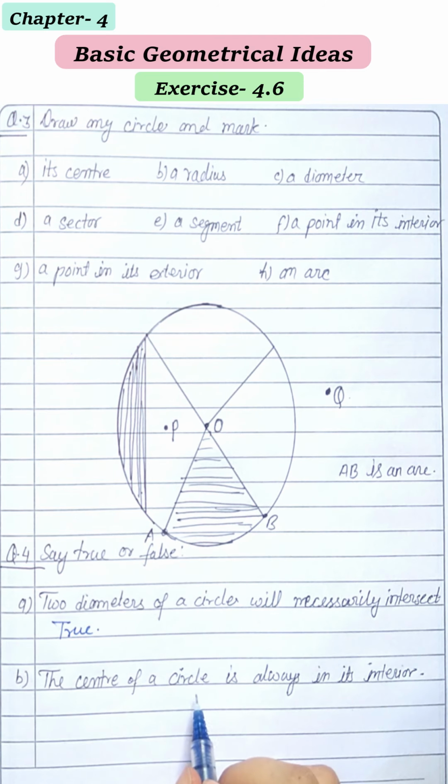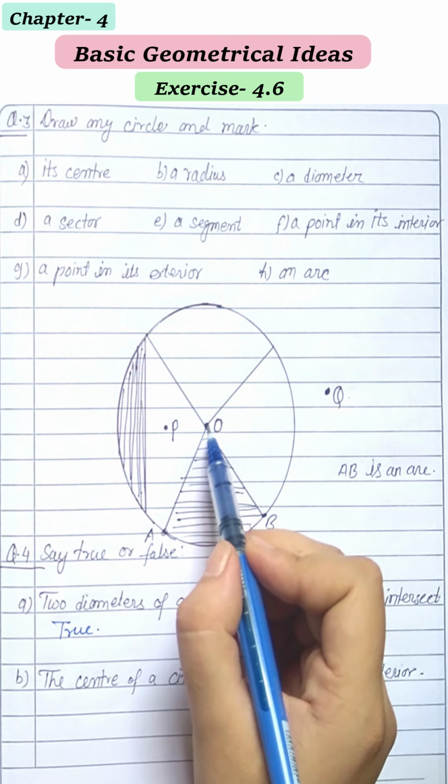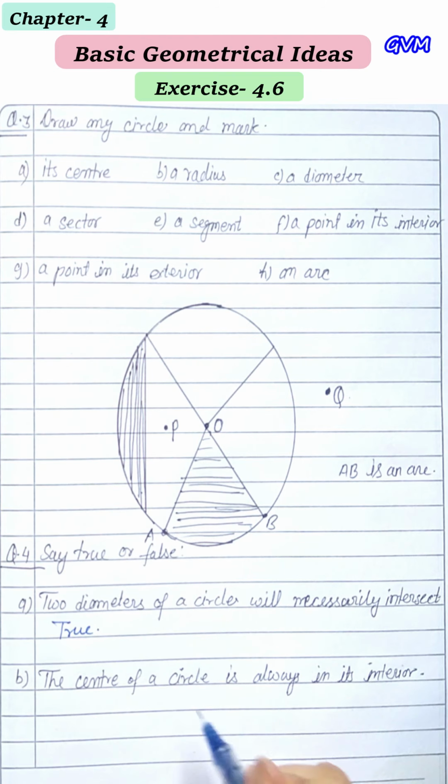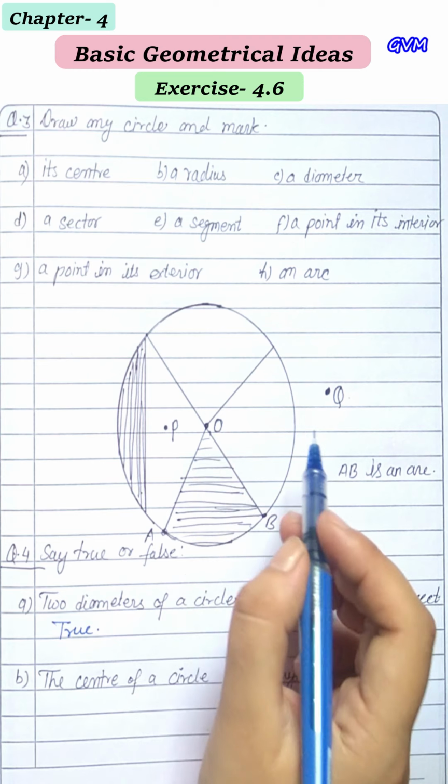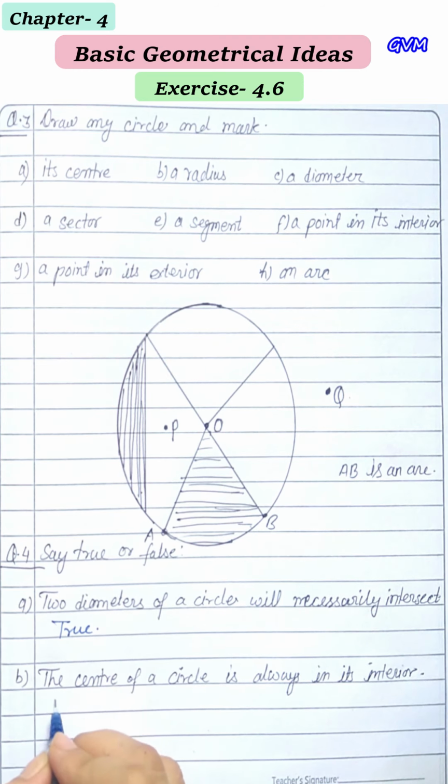B part is the center of a circle is always in its interior. Center of circle. So कोई भी circle का center है like this O, it will always be in its interior. Yes, it will always be in its interior. That means this is also true.